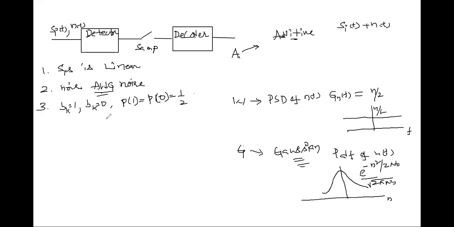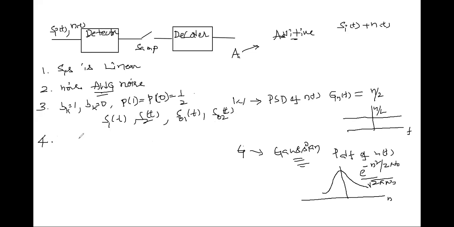When the probabilities are equal, the corresponding signals being sent are S1 and S2. The signal corresponding to bit 1 is denoted as S1 of t, and the signal corresponding to bit 0 is denoted as S2 of t. The corresponding outputs, S01 of t corresponding to S1 of t and S02 of t corresponding to S2 of t, are also equiprobable. So if the bits are equiprobable, their corresponding transmitted and decoded signals are also equiprobable. This is the third assumption.